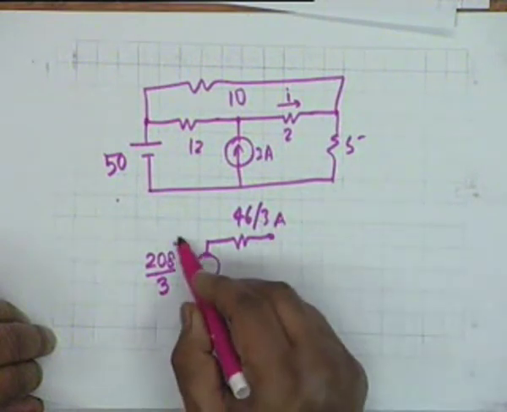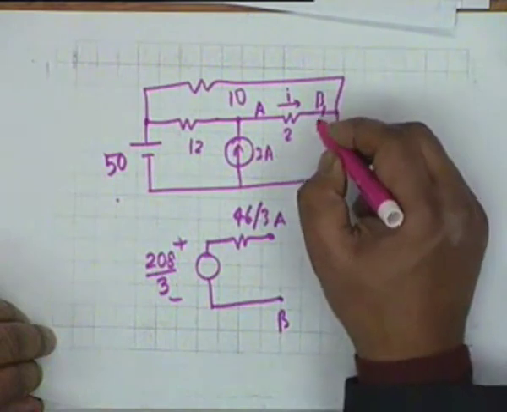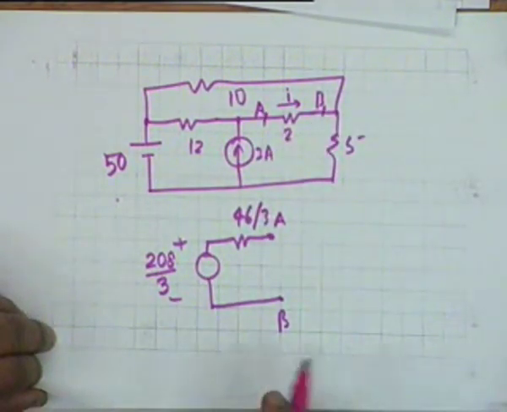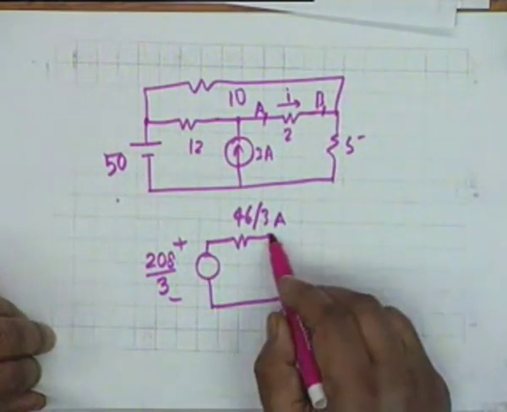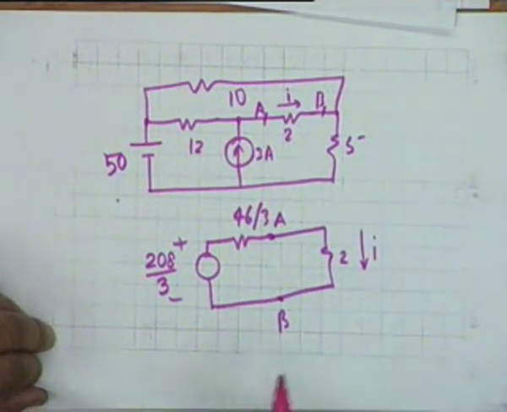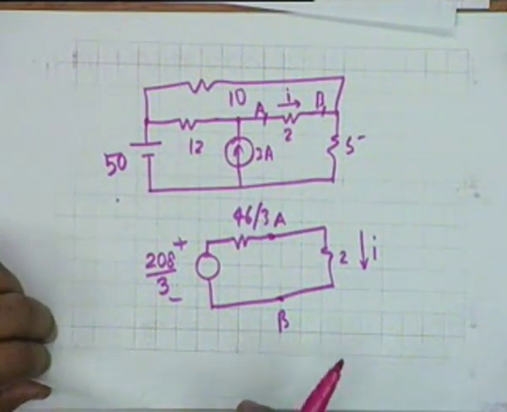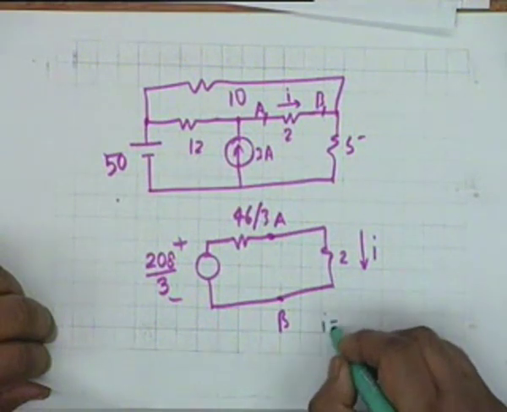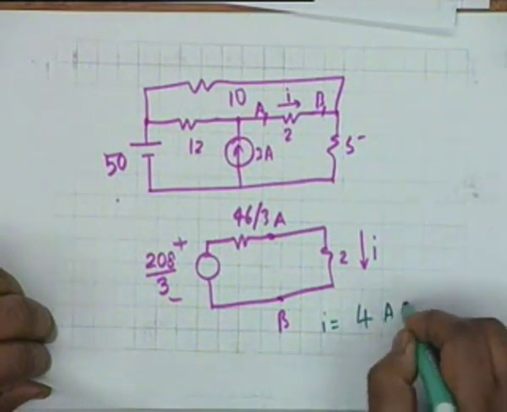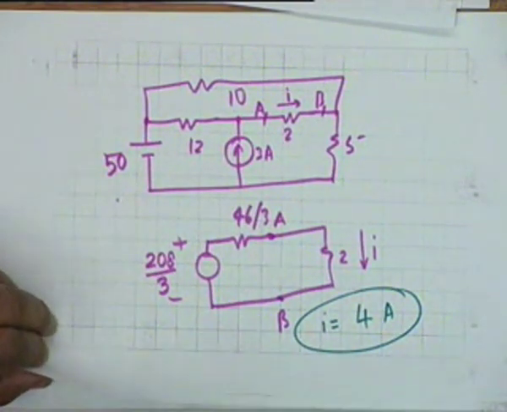This point is A and this point is B. A and B. This is my equivalent circuit. Then I connect the 2 ohm. The current through 2 ohms must be the same as in the original circuit. So what is the value of I? I is 4 amperes, yeah, that's correct, and it checks with what we found out by loop analysis or node analysis.